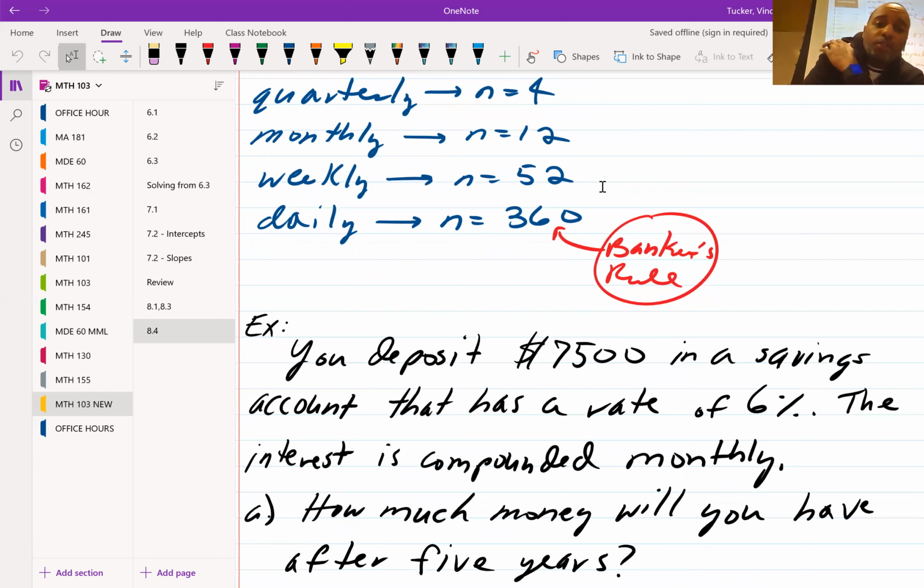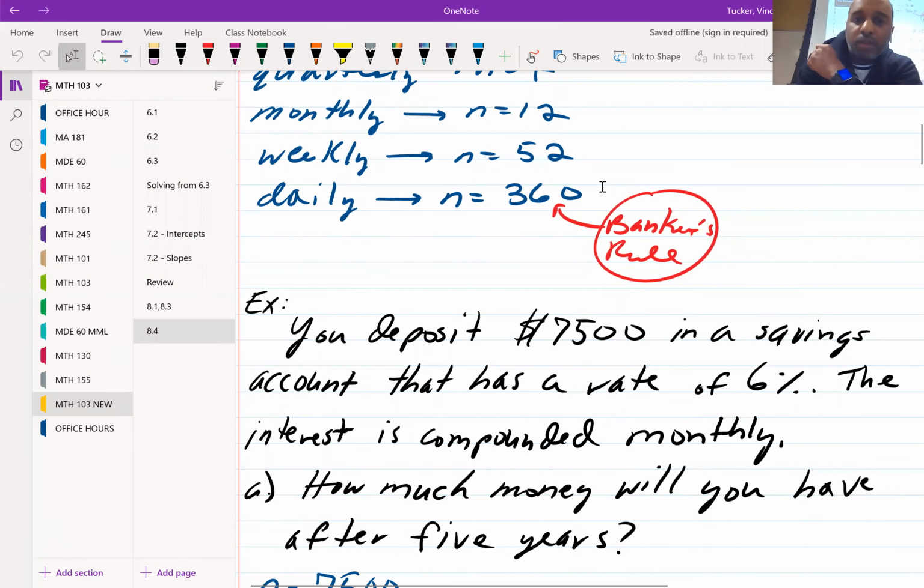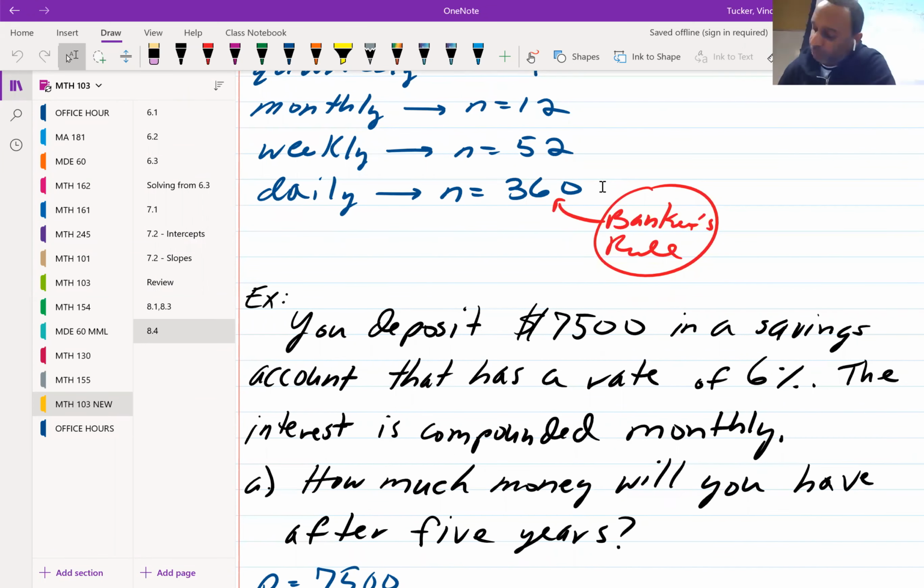All right, so here we're going to deposit $7,500 in a savings account that has a rate of 6%. The interest rate is compounded monthly. How much money will you have after 5 years? Give you a chance to write that down.